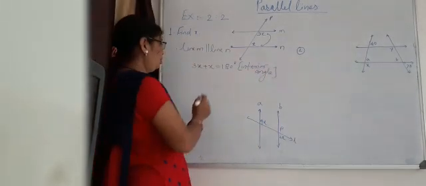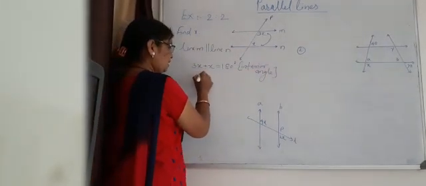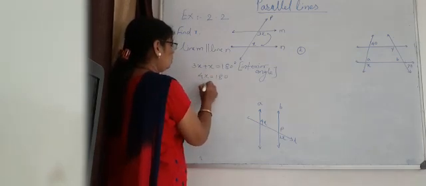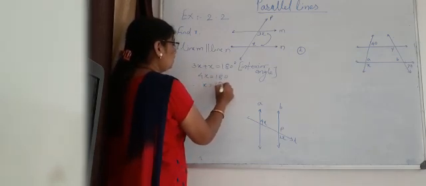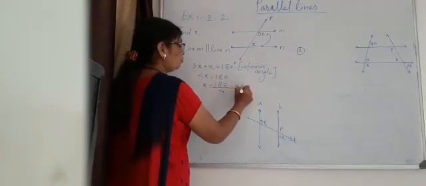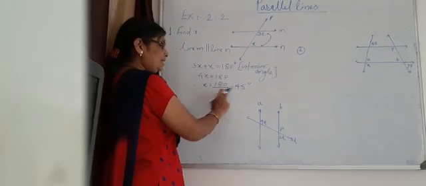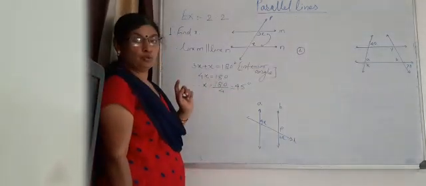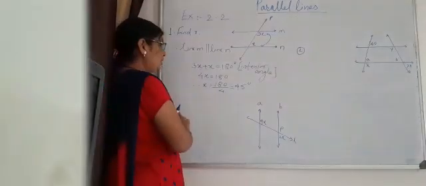For each statement you have to write down the reason. 3x plus x, 4x equal to 180, and therefore x equal to 180 upon 4. How much? 4 4s are 16, 4 5s are 20. You get x equal to 45. So what is your answer? x equal to 45.